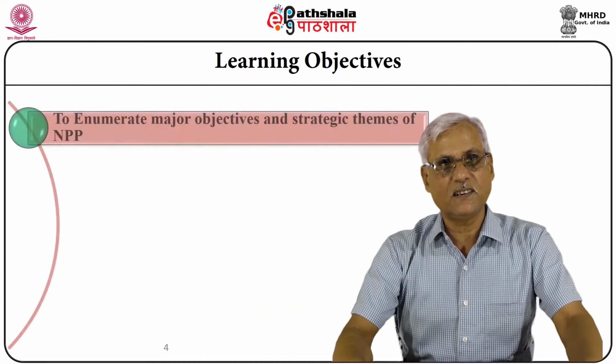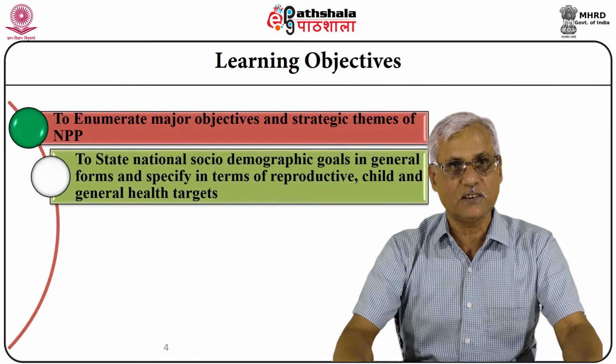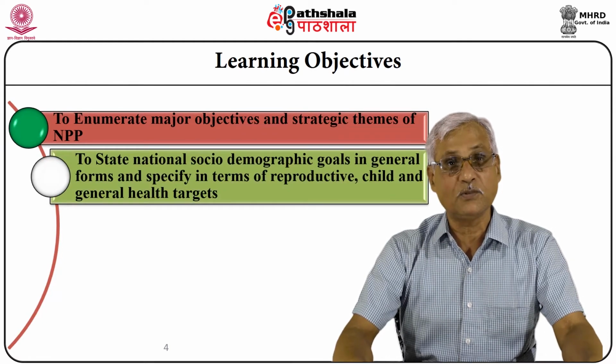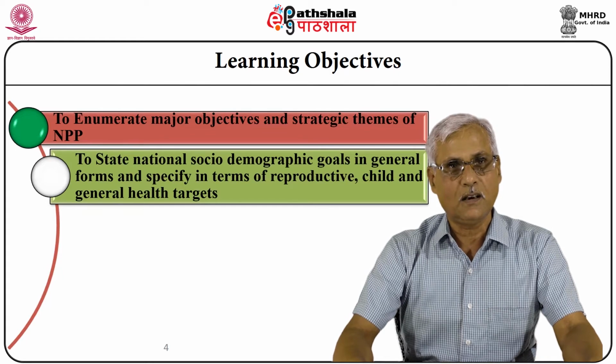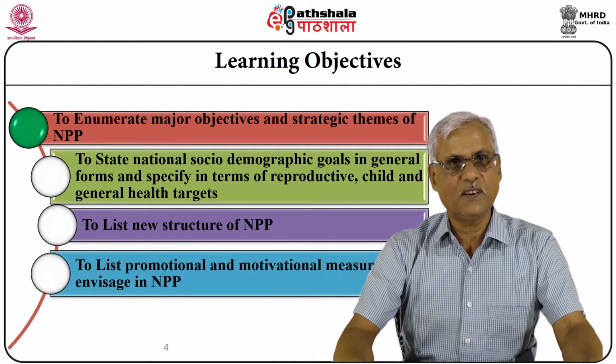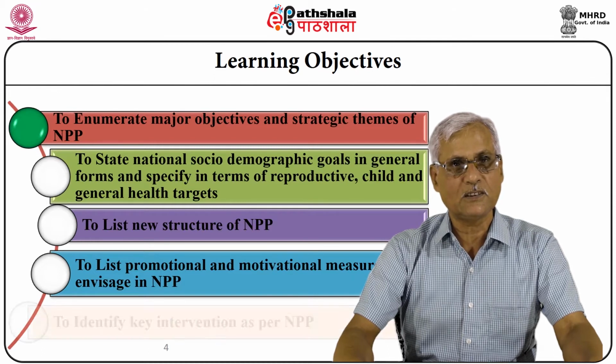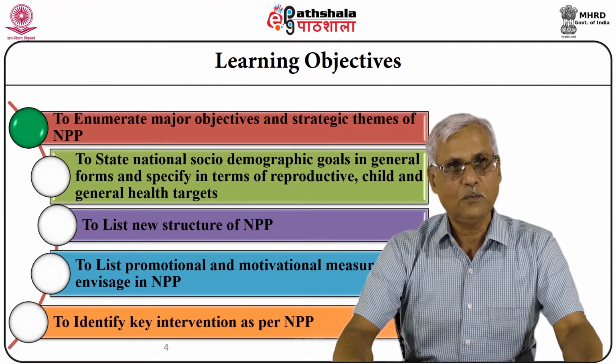major objectives and strategic themes of the national policy, to state national socio-demographic goals in general terms and specify them in terms of reproductive, child, and general health targets, to list the new structure of the National Population Policy, and to list motivational and promotional measures in this national population policy, to identify key implementations for the national population policy.